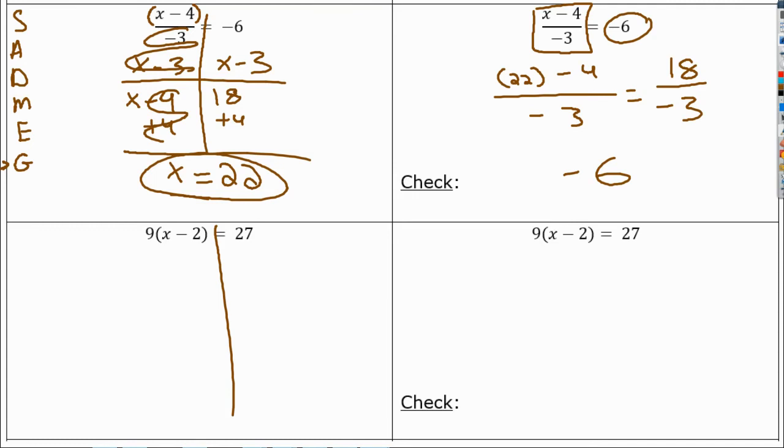Is there division or multiplication? Yes, they are multiplying by 9 right there. So we're going to do the opposite and divide by 9. We'll do that to both sides to stay balanced. Whatever happens on your left side, 9 divided by 9 is 1. So that really cancels out, because if I did 1 times anything, it doesn't change. So if I did 1 times x minus 2, it's just x minus 2. So really, they just cancel out. We'll bring down x minus 2 because that's the only thing left. 27 divided by 9 is 3.